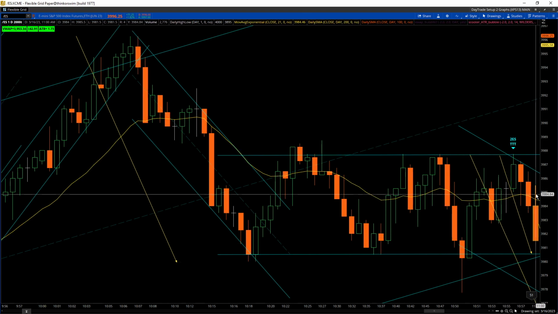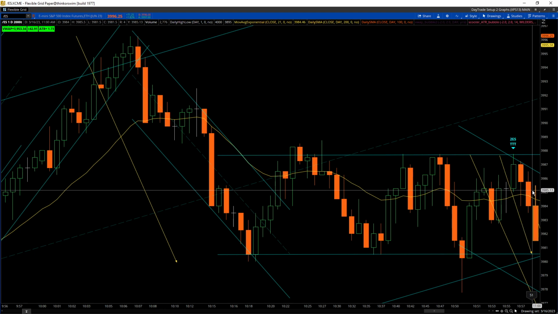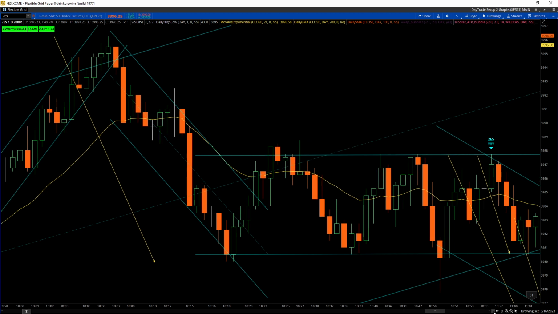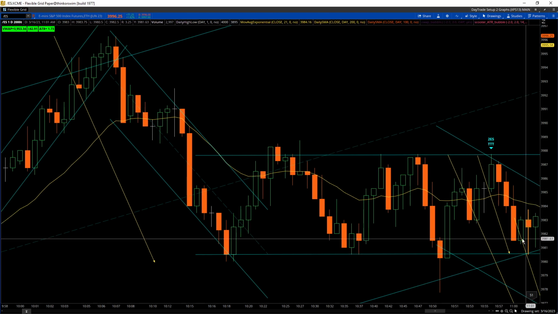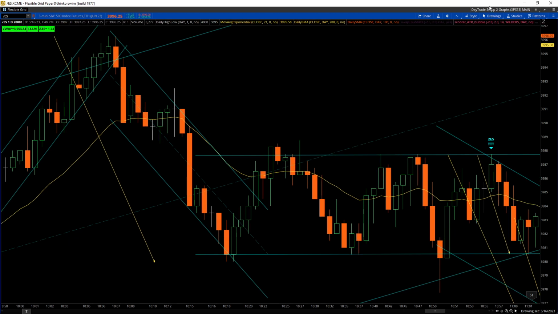So it does come up, pick me up because my entry was right here, and then it goes down. I was able to get my core out and also my runner. I think my runner got triggered right around one of these two bars. Well, let's just go take a look.